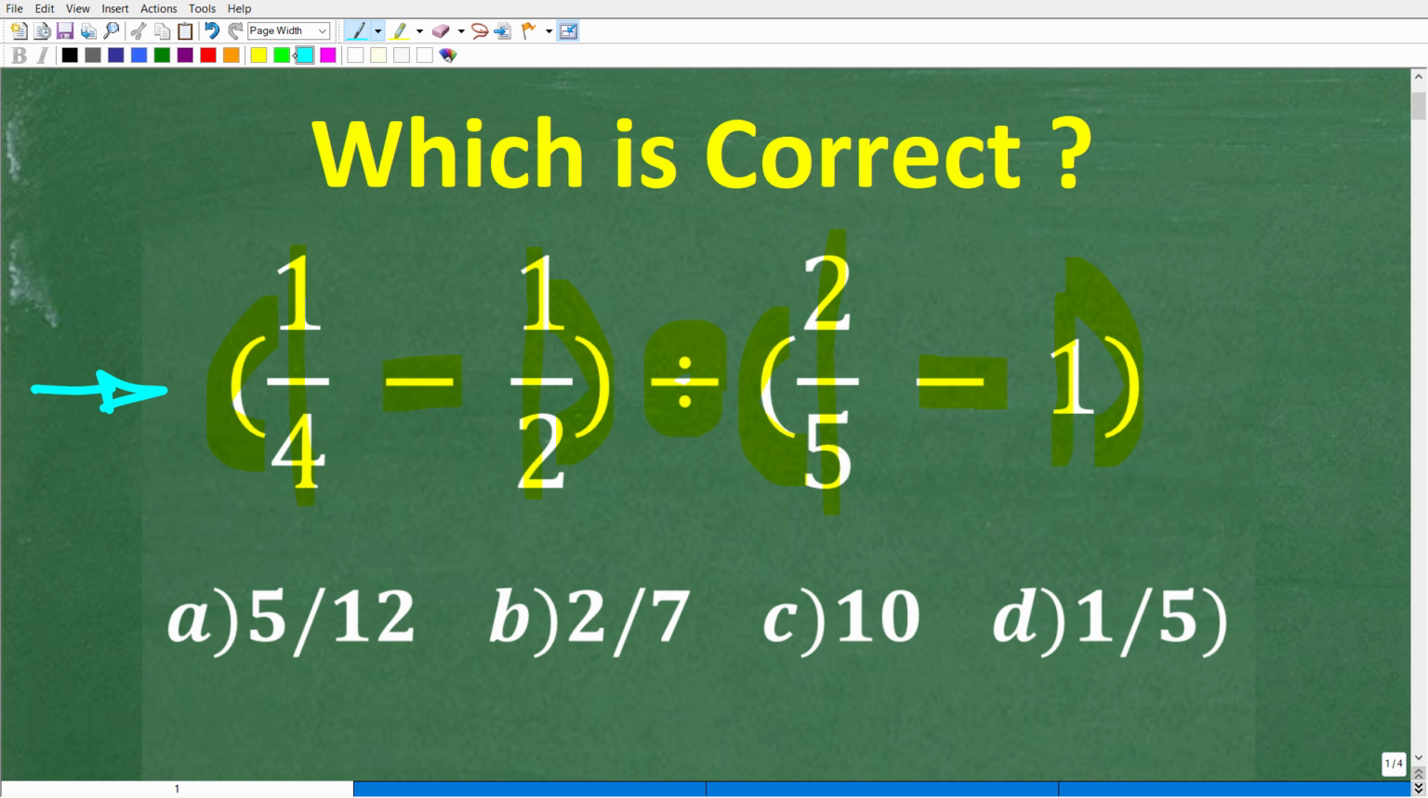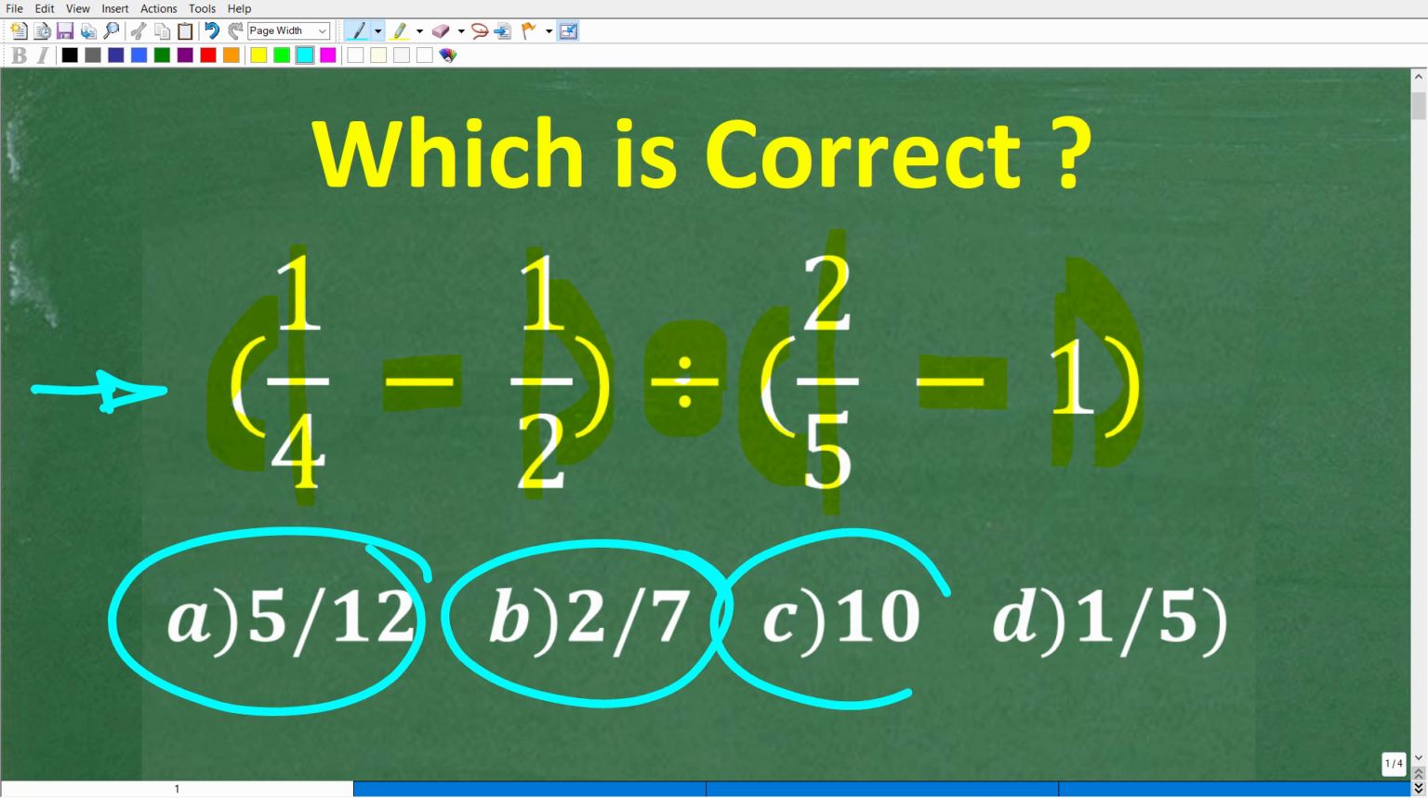Now we do have a multiple choice question here, and let's take a look at our answers. So A is 5/12, B is 2/7, C is 10, and D is 1/5. Once again, no calculators, but if you can figure this out, go ahead and put your answer into the comment section. I'll share the correct answer in just 1 second. Then, of course, I'm going to solve this problem step by step.